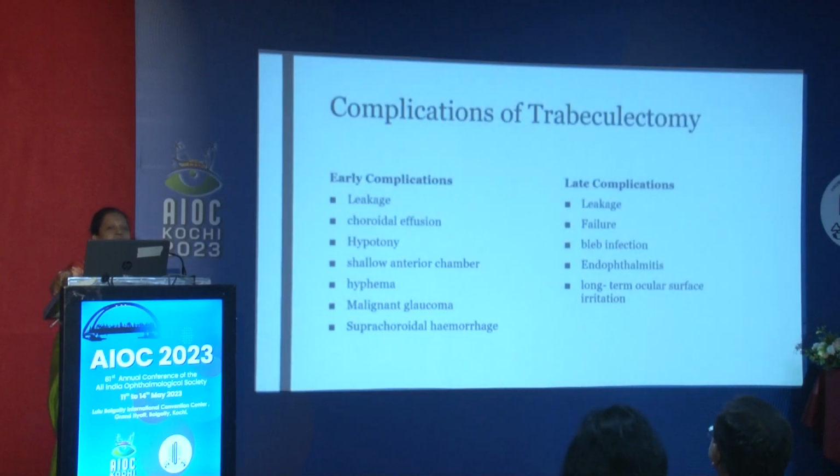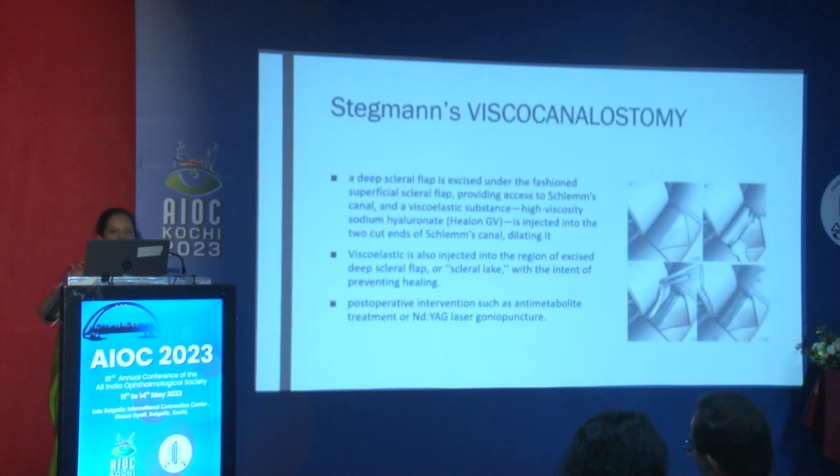This is the technique that most of us follow. However, TRAB has its complications: early complications like leakage and hypotony, and late complications like leakage and infections. Because you enter the chamber, the chances of leakage and hypotony happen. In the 1990s, Fyodorov introduced the deep sclerectomy technique, popularly known as the non-penetrating deep sclerectomy.